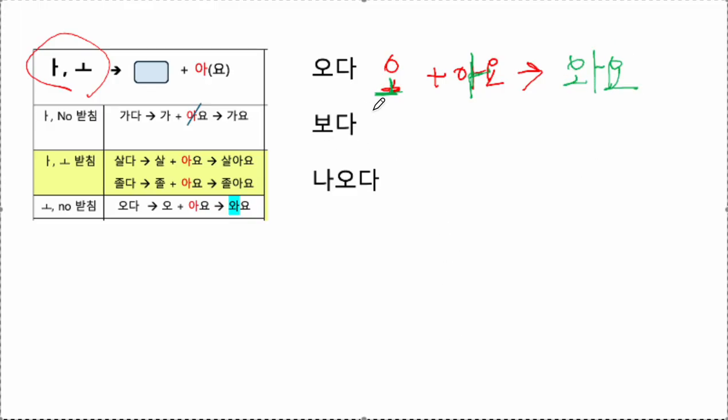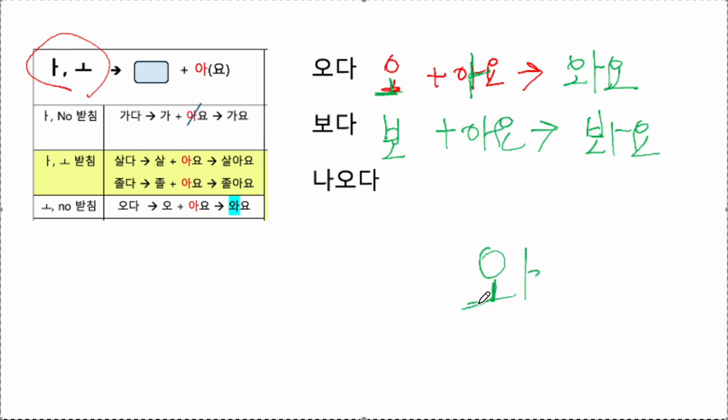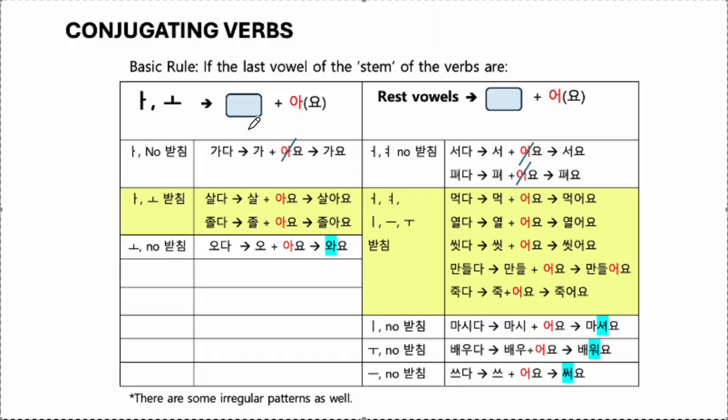보다, look or see. 보 plus 아요. Again, if you say it fast, 보아요, 봐요. So it becomes 봐요. Same with 오 plus 아. 나오다, come out, means 나오 plus 아요. 오 plus 아, 나와요. Okay, so that's this part. When the final syllable ends with either 아 or 오, that's the rule.